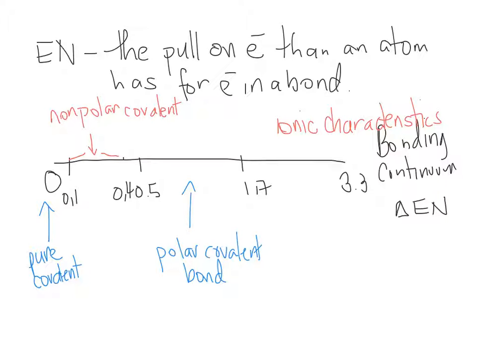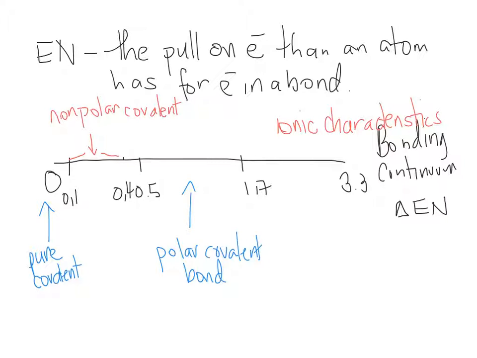So actually, you know what? Let's say that if you are 1.7, you're polar covalent. For us, we're going to say that. You can go to university and a professor might say you're non-polar until you get to 0.4. It depends who your professor is. Okay? So we'll set up our rules for us. 0.1 to 0.4, non-polar. 0.5 to 1.7, polar covalent. Above 1.7, you have ionic characteristics. 0, pure covalent.